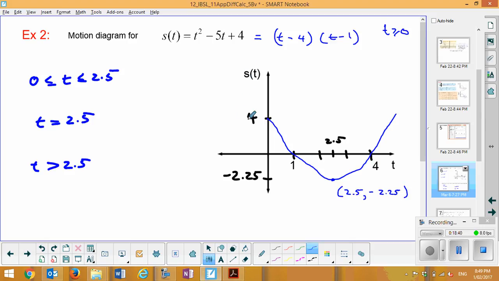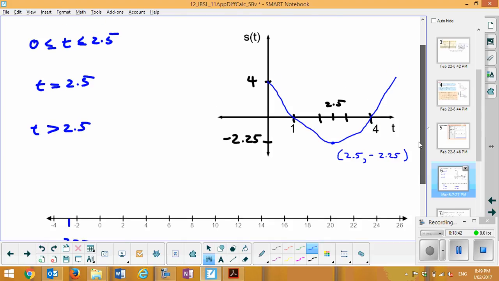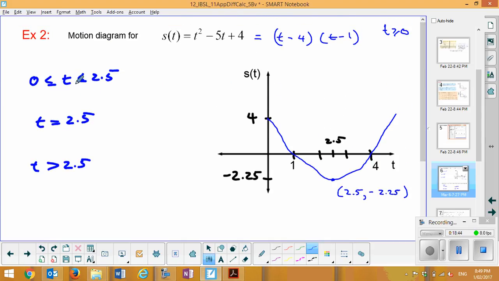So we're going to come down and do a motion graph in a moment. Between 0 and 2.5, what's the point doing? It's moving, it's becoming more and more in the negative direction, so it's moving to the left. What's happening at time 2.5? It's got a horizontal tangent, which means the velocity is 0. It's stopping and turning.